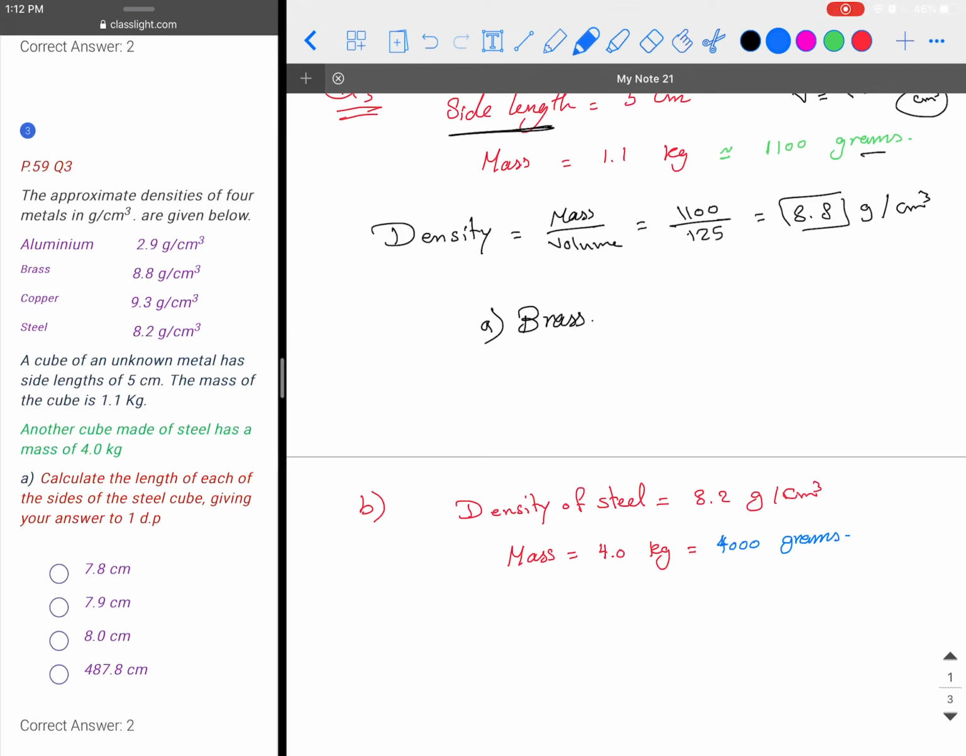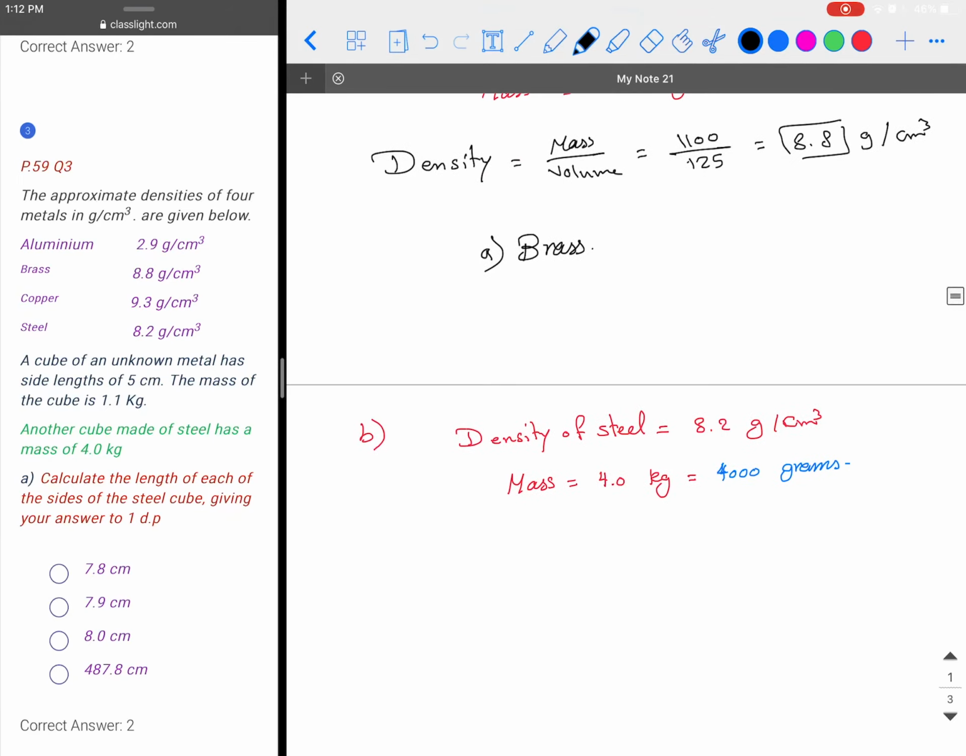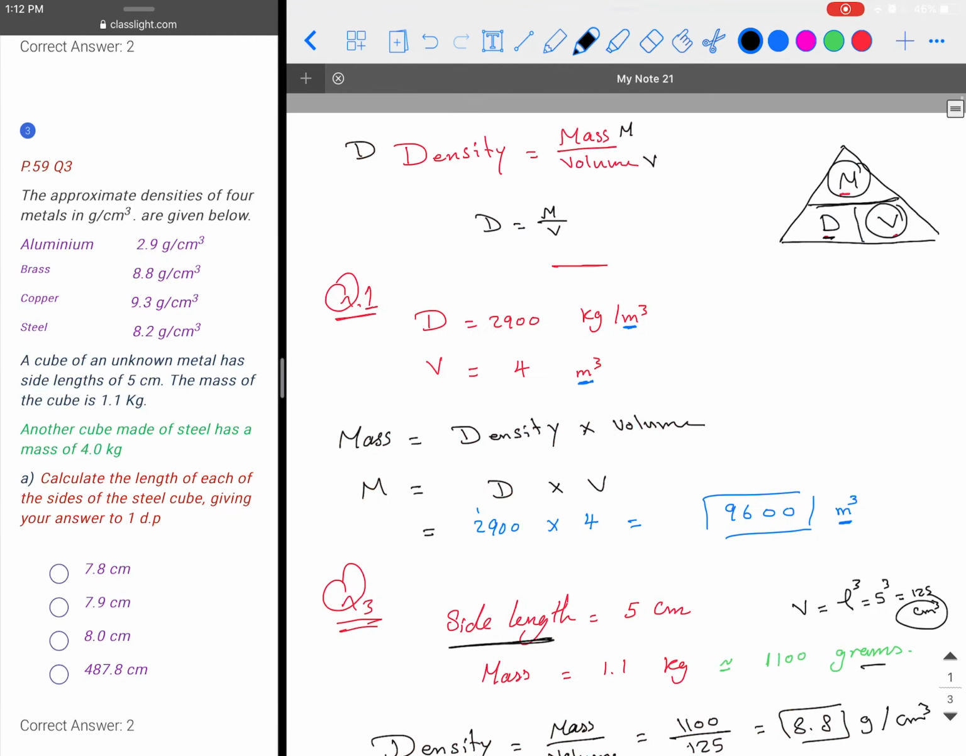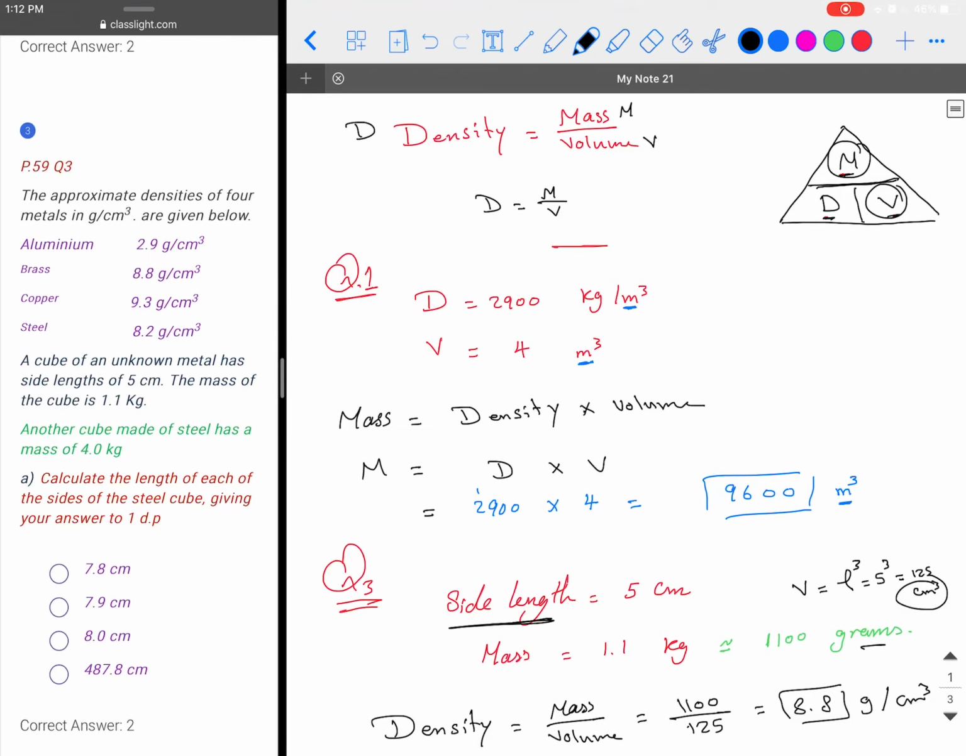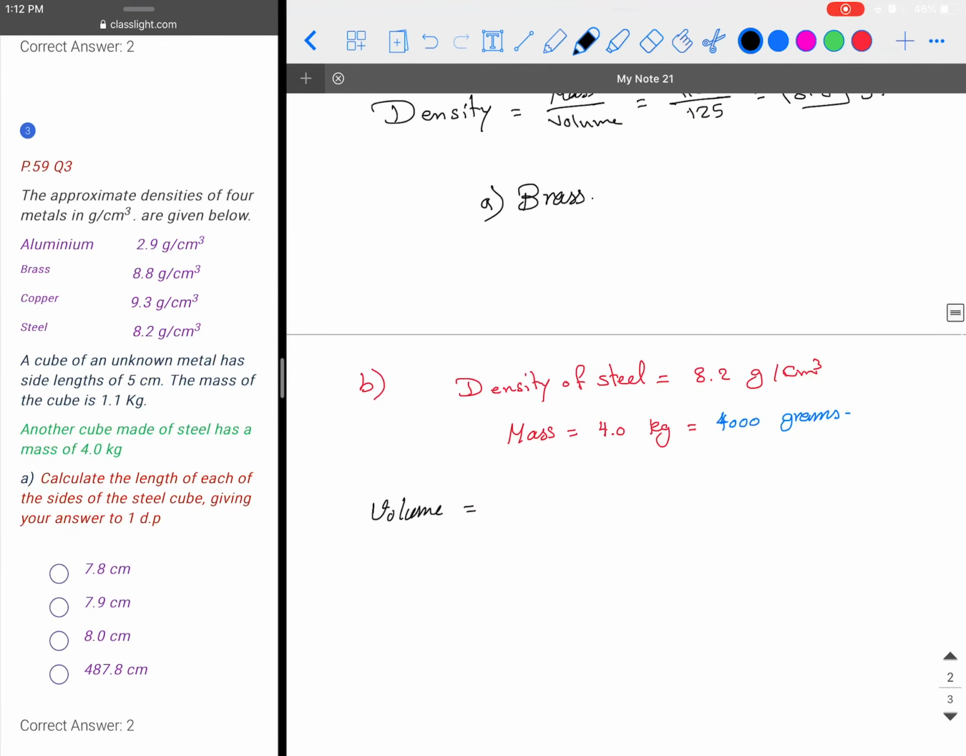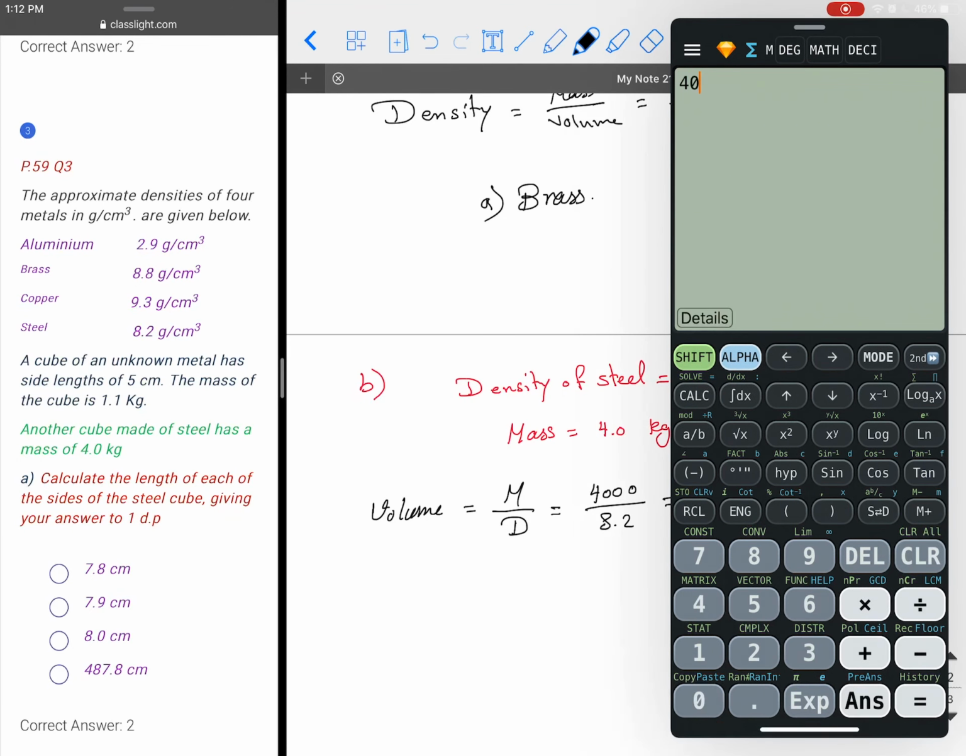I know density and mass, so I can calculate what? Even before I see what he needs, you can calculate the volume. So calculate it. Volume equals what? From up here, volume equals mass over density. So it's mass over density. Mass equals 4000 divided by 8.2. Let's divide here, 4000 divided by 8.2.